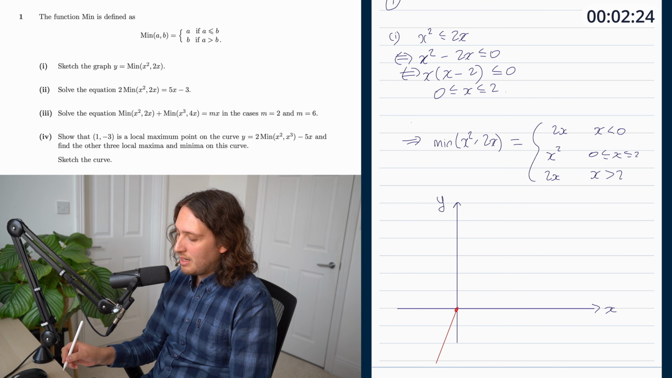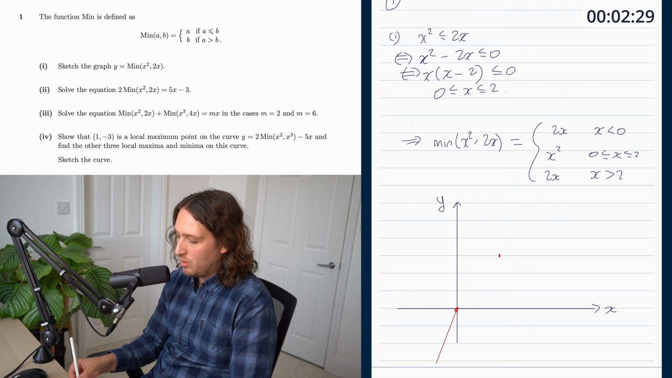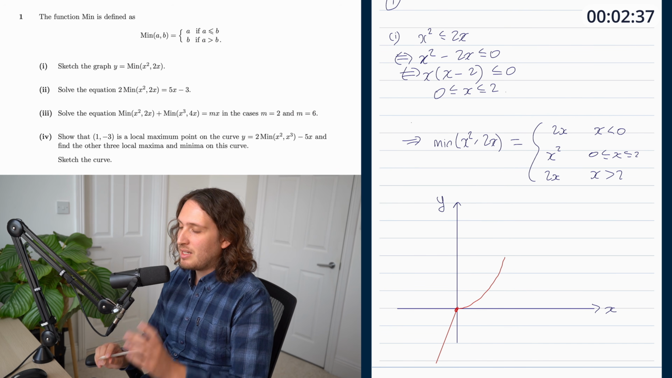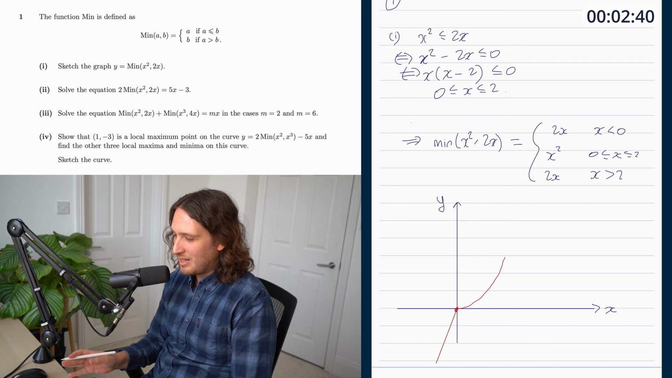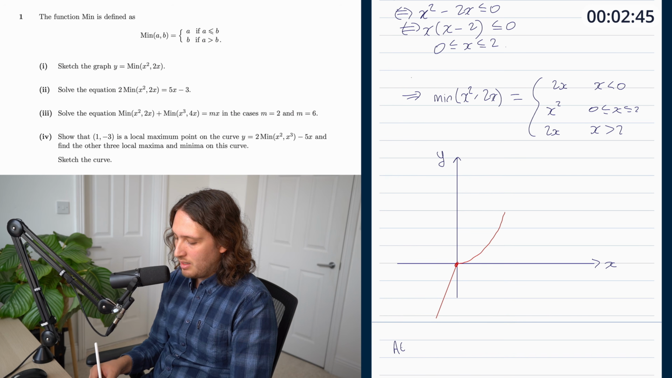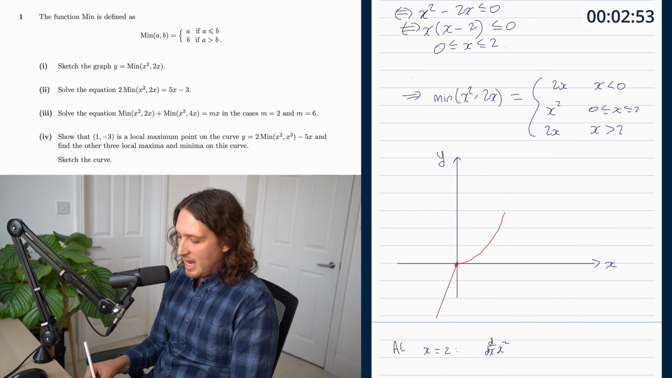Then I get the quadratic curve up to x equals 2. So by x equals 2, y should be up at 4. So I'll have it do something like that. Now, I'm trying to think about what happens to the gradient at the changeover point in case the mark scheme is fussy. So I might even write some workings here. So at the changeover, which is x equals 2, well, the derivative of x squared is 2x, evaluated at x equals 2, which is 4, which is bigger than 2.